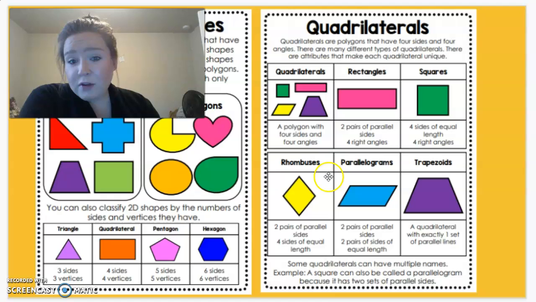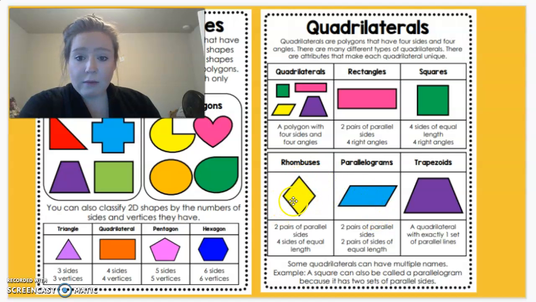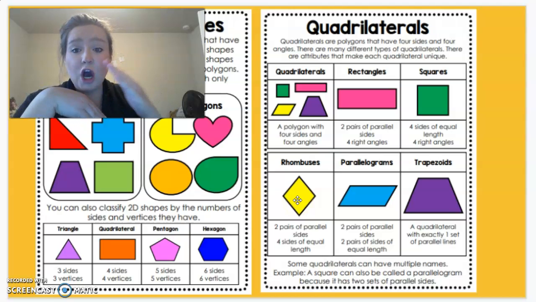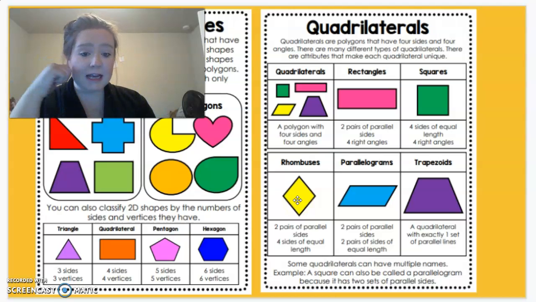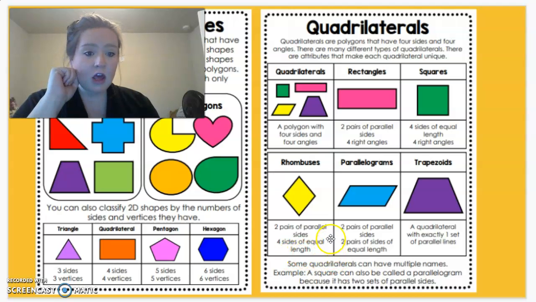A rhombus. A rhombus kind of looks like a diamond, okay? Two pairs of parallel sides, meaning this one and this one are parallel. They're never going to touch. This one and this one are parallel. Remember, parallel sides have to be the opposite sides, all right? And four sides of equal length.